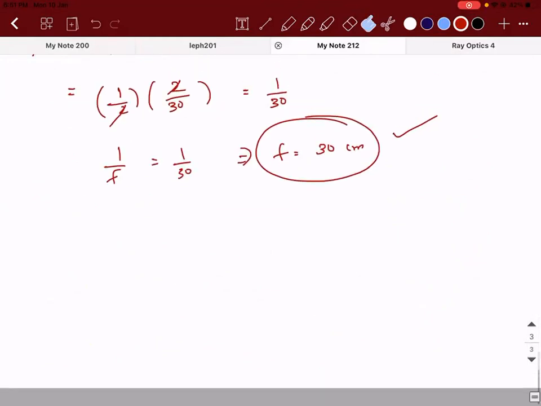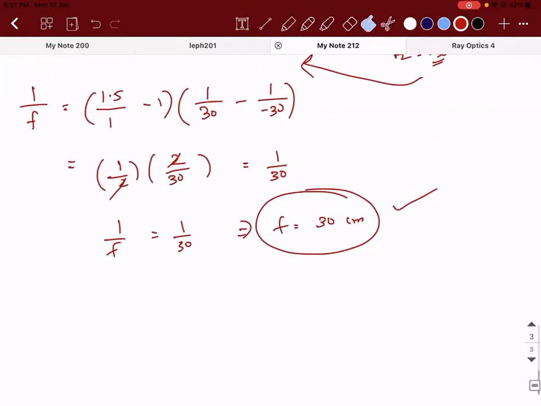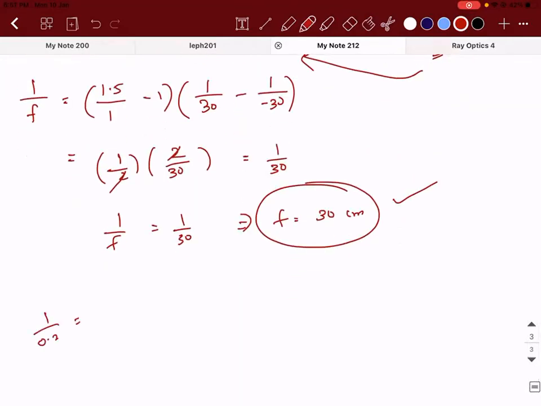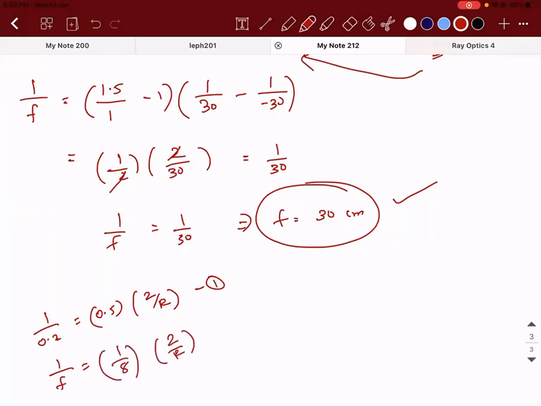1 by 0.2 is equal to 0.5 into 2 divided by R. This is 1. Correct? Similarly, 1 by F is equal to 3 by 2 divided by 4 by 3, so it will be 9 by 8 minus 1. That is 1 by 8 into 2 by R. This is 2.